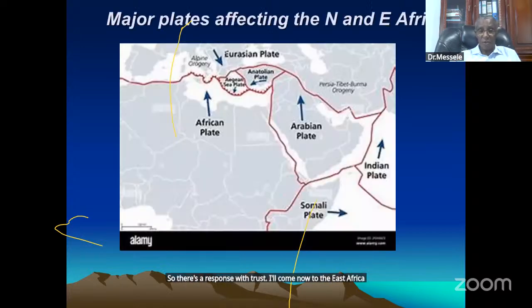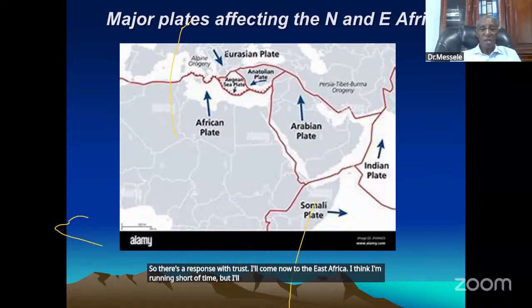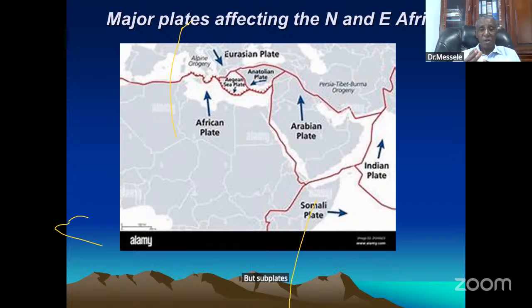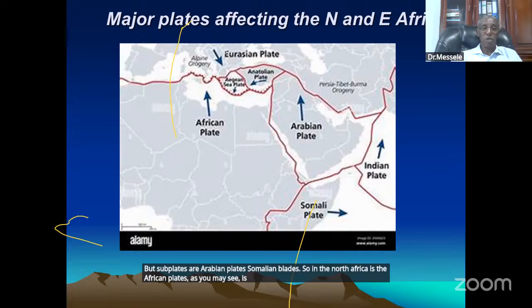I think I'm running short of time, but I'll be fast. In East Africa, well, three plates are mainly responsible. The big plates are the Eurasian plate and the African plate, but subplates are the Arabian plate and the Somalian plate. In North Africa, the African plate, as you may see, is moving upward, and the Eurasian plate is moving down. So this is creating a convergent boundary. It's the creation of the Atlas Mountains, the mountains in the Maghreb area, and so on.